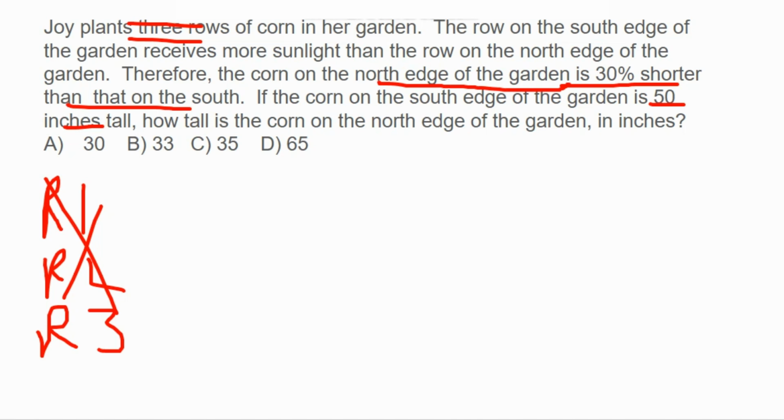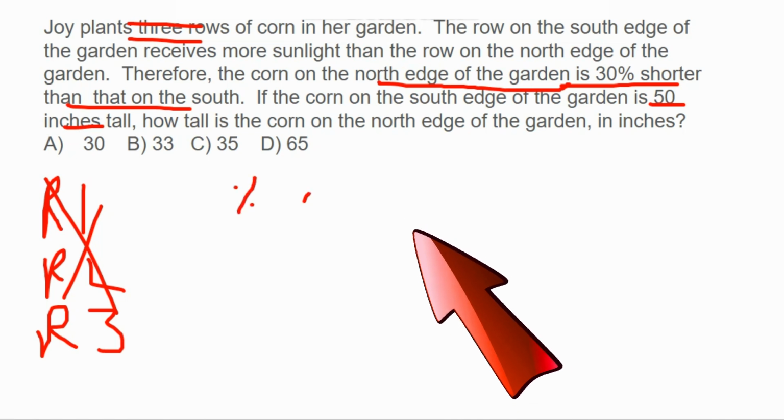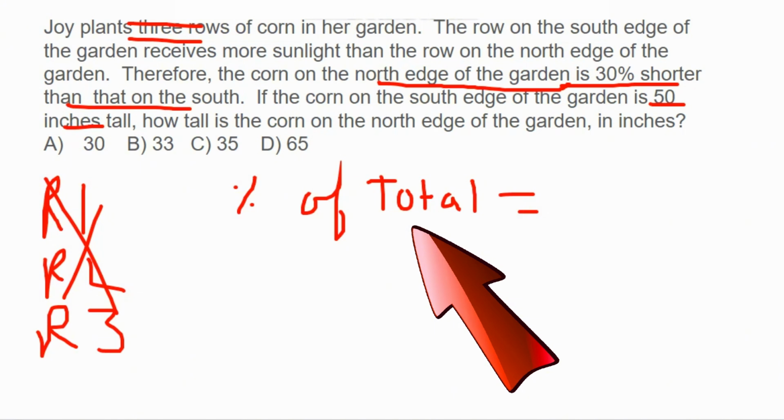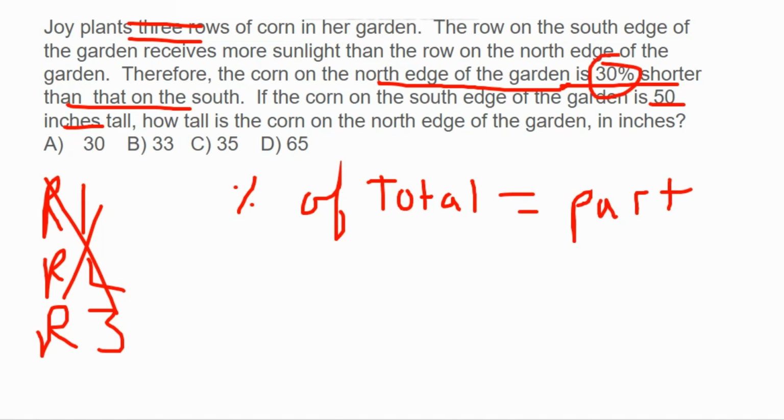So there's a really good percent equation that I use, and it's percent of total equals part. And if you just fill it in, it will tell you how to solve it, whether you're multiplying or dividing. Percent is 30%. I'm going to change that to a decimal, 0.3. Of is times, and the total for the corn is 50. And if I multiply that, I get 15.